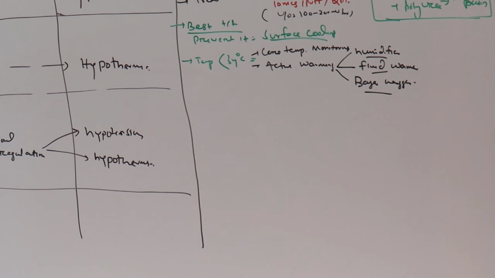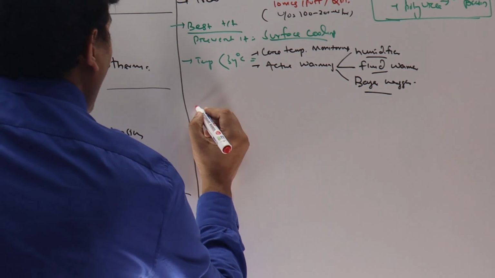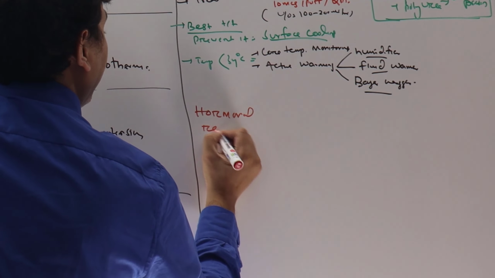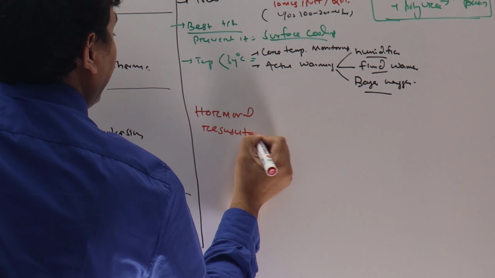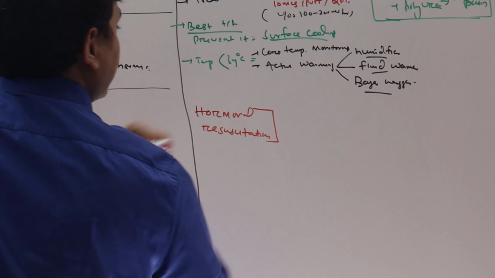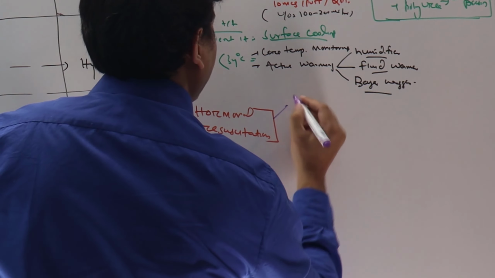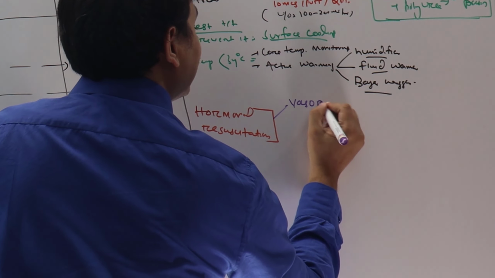Now last, coming to the blunting of the HPA axis and thyroid dysfunction. Here you use what we call hormonal resuscitation. Hormonal resuscitation. It has 4 components. Number 1 is vasopressin. We have already discussed.